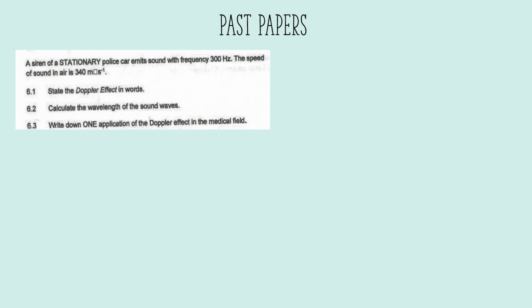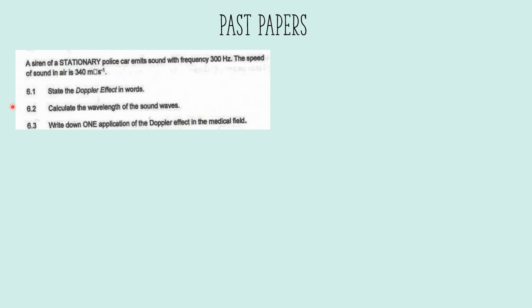Let's do another example. A siren of a stationary police car emits sound with a frequency of 300. The speed of sound in air is 340. State the Doppler effect in words. Again, you get this from the guideline, however, it is in this example if you want to take note of it. Calculate the wavelength of the sound waves.